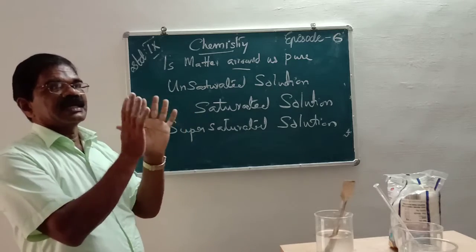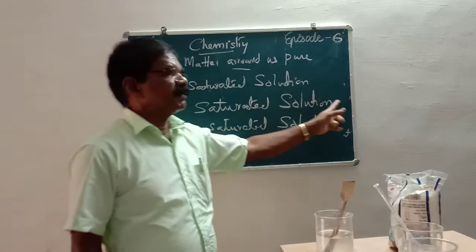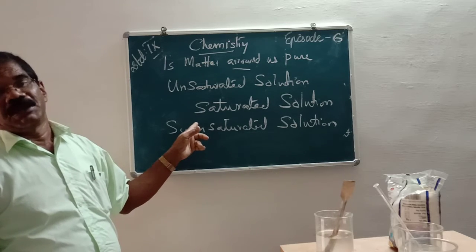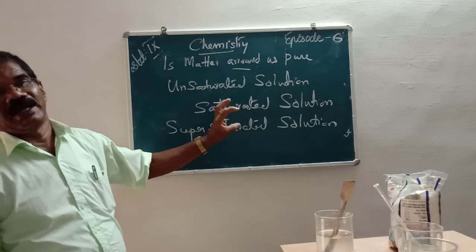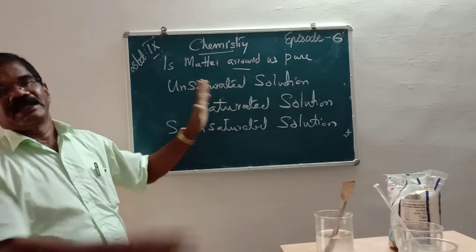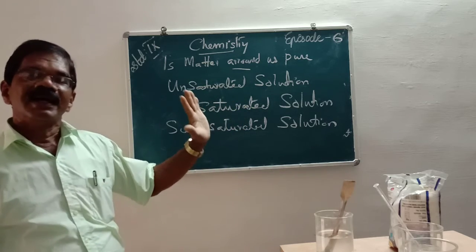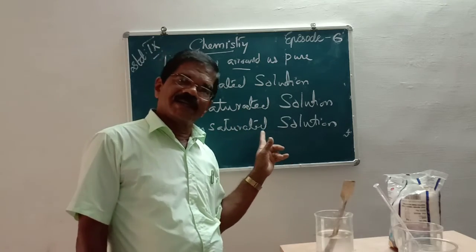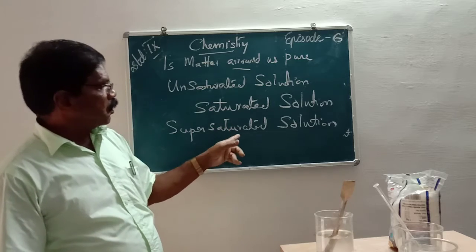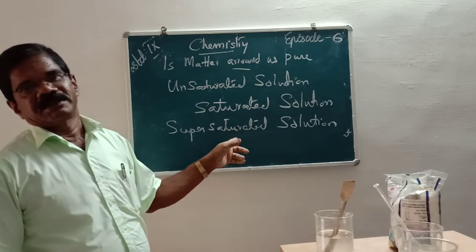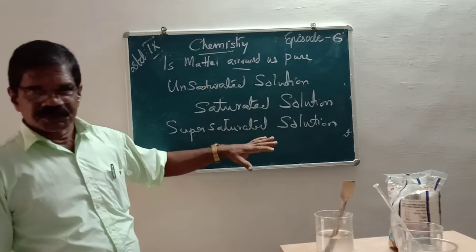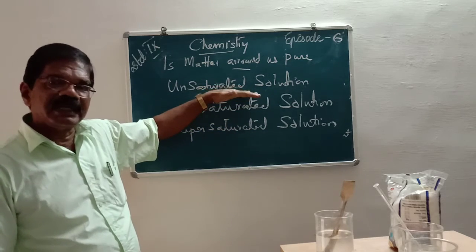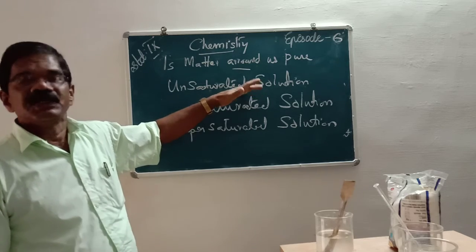So what are they? Saturated solution: the amount of solute that can be dissolved at the given temperature is dissolved in it. If we increase the temperature, what happens? We can dissolve more solute in it. That is a supersaturated solution. If the maximum amount of solute is not dissolved in it, it is an unsaturated solution.